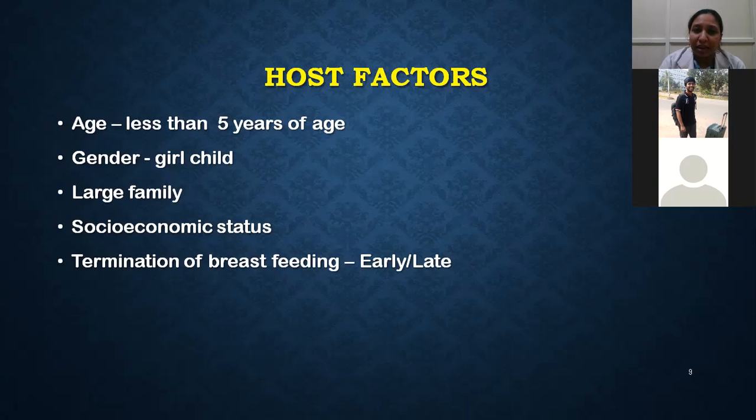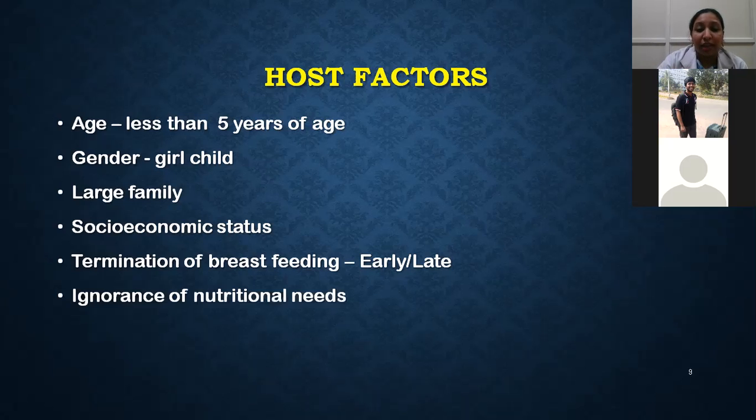So early termination of breastfeeding is also a problem. Some mothers stop it at 4 months of age, saying that it's not good. They have different cultural and traditional beliefs, some unscientific reasons. So that is also a very bad custom, which again is a cause for this malnutrition.